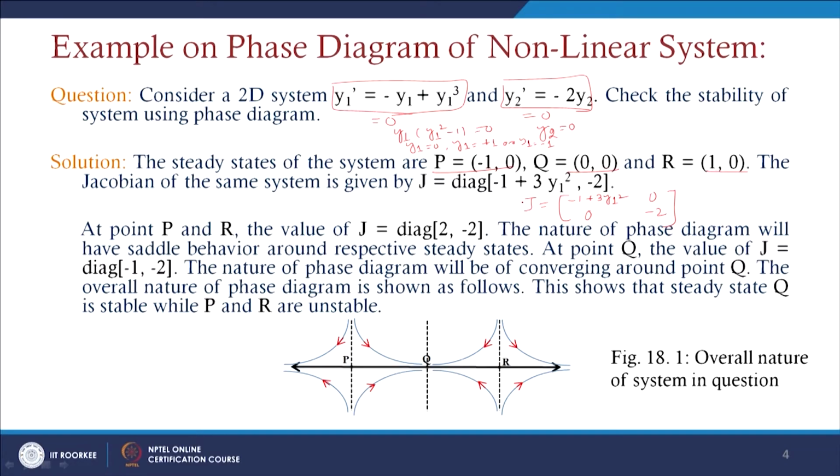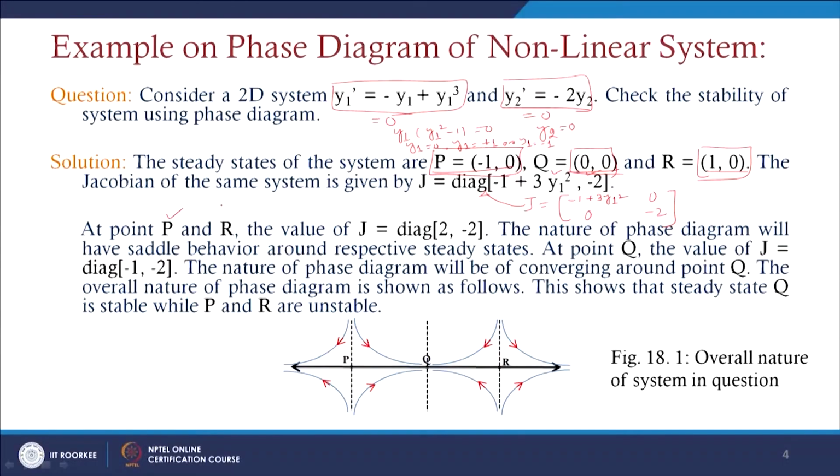Hence, the Jacobian matrix is written as a diagonal matrix with entries minus 1 plus 3 y1 squared and minus 2. At the different points, we have defined p as (-1, 0), q as (0, 0), and r as (1, 0). Then at points p and r, since this is a square function, minus 1 and plus 1 both provide the same value. So at points p and r, the Jacobian is represented as a diagonal of 2 and minus 2.